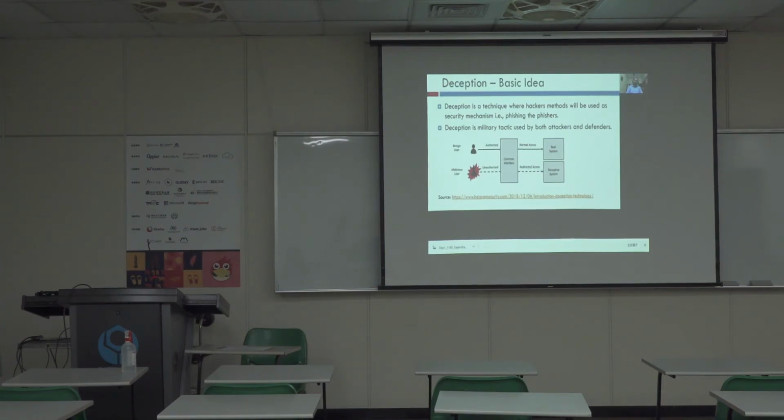Now there is a diagram here. It shows how deception works. There are two types of users: one is a benign user and the second one is a malicious user. Both the users are presented with the common user interface. Based on their activity, they will be classified as a benign user or a malicious user. If they are classified as a benign user, then he will be given access to the real system. If the user is classified as a malicious user and if he is unauthorized, then he will be redirected to the deceptive system.